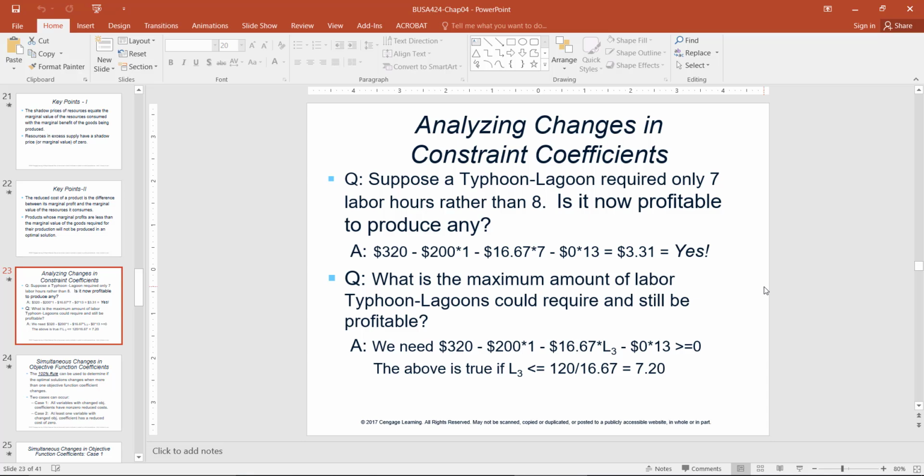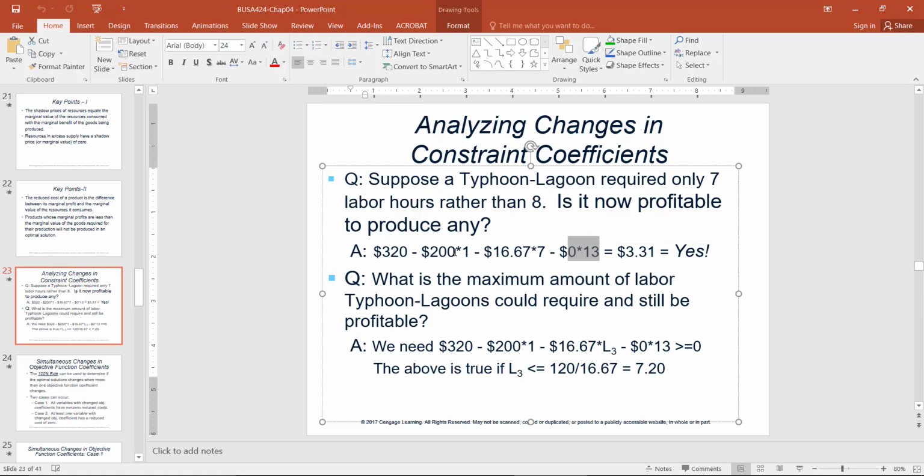Now we want to investigate the change of the constraints coefficient. Let's consider an example. The company wants to introduce a new product, which uses 7 hours of labor and 13 hours of tubing, and it uses 1 pump. So we want to check whether producing this new product is profitable or not.